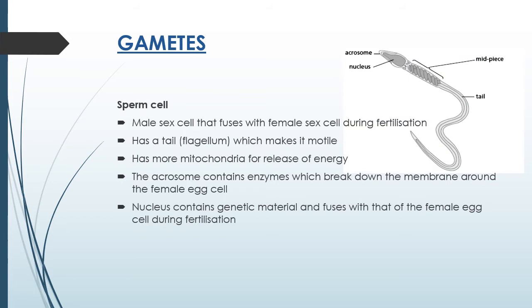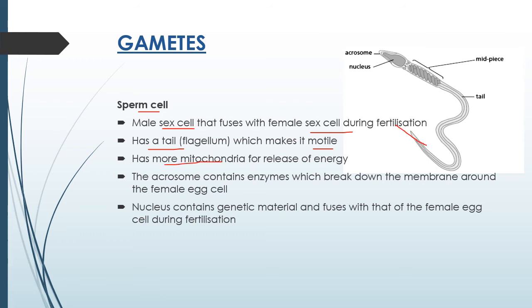Gametes. Gametes are reproductive cells, and we are starting with the sperm cell. The sperm cell is the male sex cell that fuses with the female sex cell during fertilization. The sperm cell has a tail or a flagellum, which makes it motile. And the word motile here means it's able to move. In this case, the sperm cell is able to swim with its tail to the egg cell.